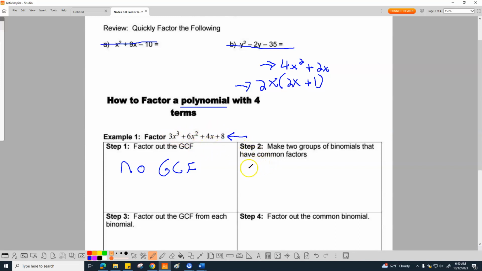So the next step we have to do is we have to make 2 groups of binomials. Binomials, that word binomials, meaning 2 terms. See how that has 2 terms up there? 2 groups of binomials that have common factors. So how to do that, essentially, is just like this. I'm going to go ahead and write this equation out. It's 3x cubed plus 6x squared.